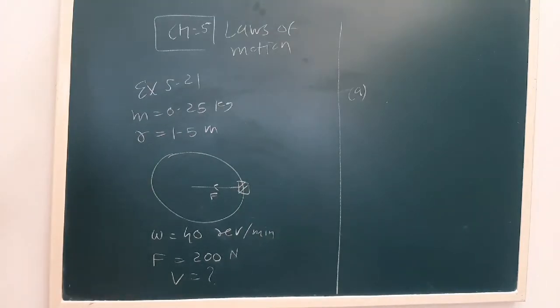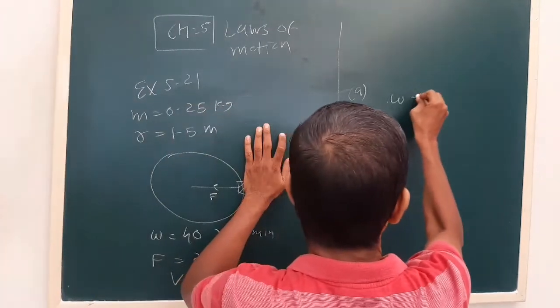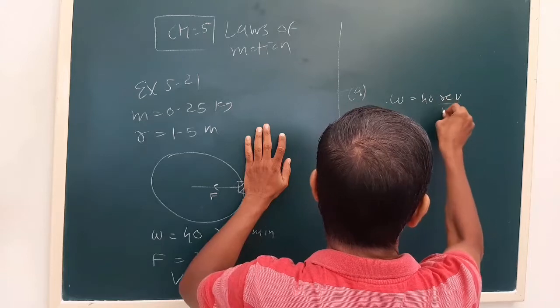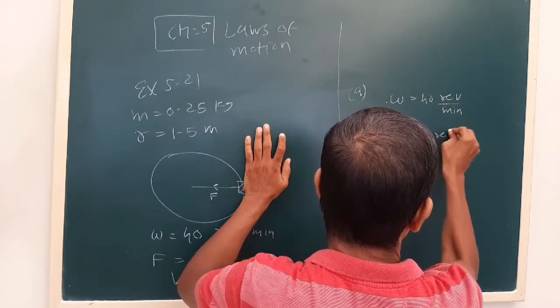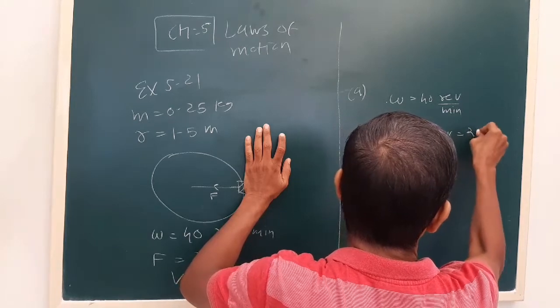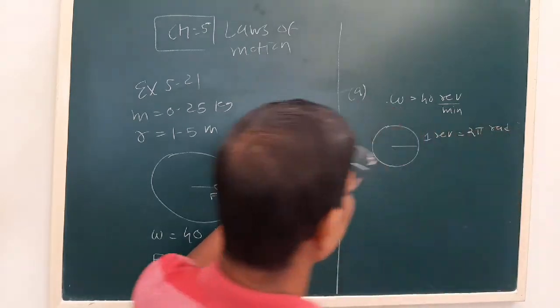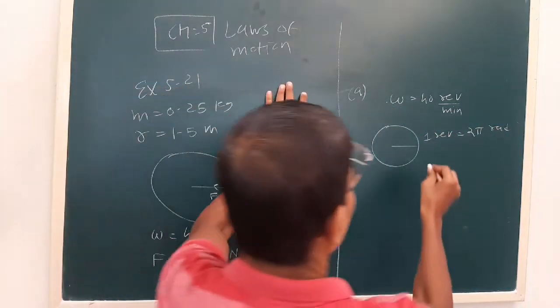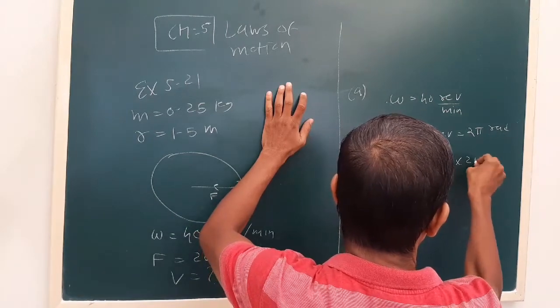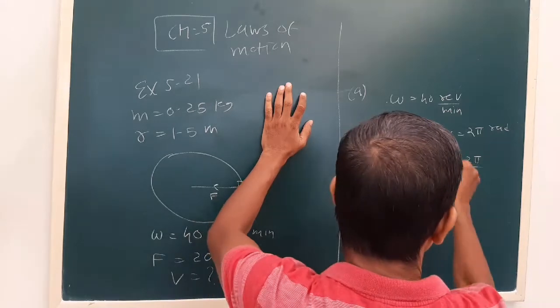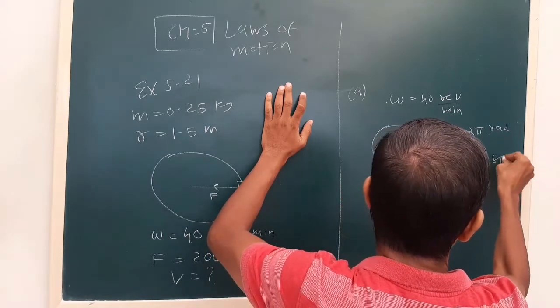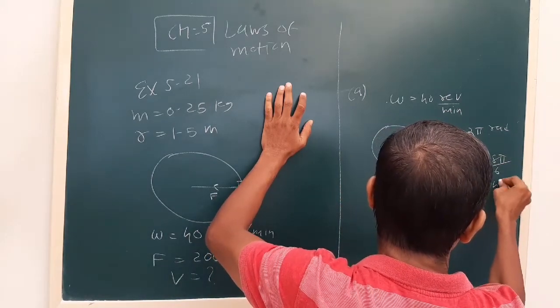Here omega is given as 40 revolutions per minute. One revolution is 2 pi radian, that is known to you. So 40 into 2 pi, per minute into second, it will be like this: 8 pi by 6, that is 4 pi by 3.